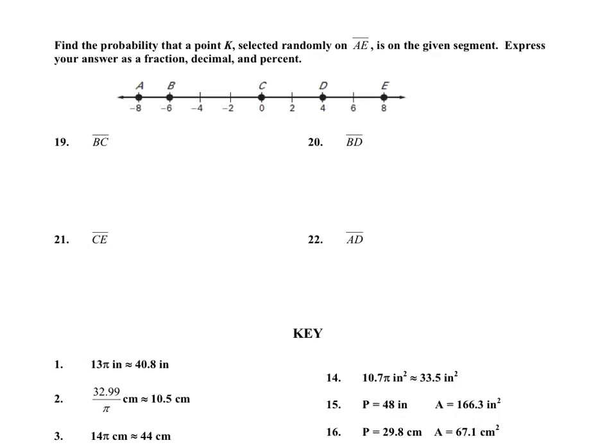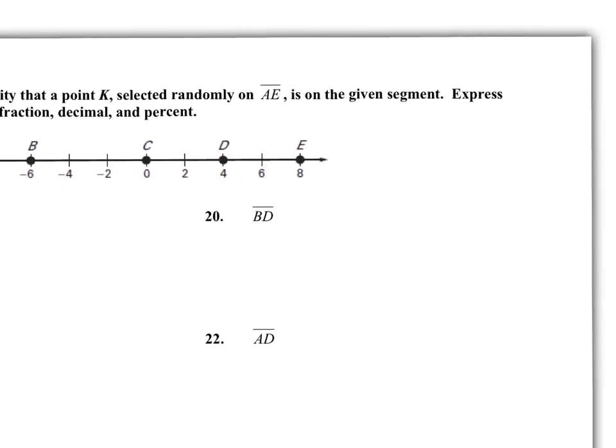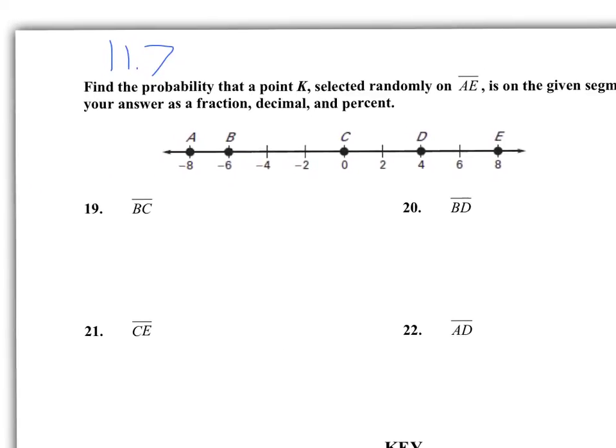All right, the very last lesson that we studied is on this page, lesson 11.7, and it's all about geometric probability. The probability that if you pick a point randomly, what are the chances that that point would be selected out of a total? So we'll start off with a number line example. It says, find the probability that a point K selected randomly on the line AE is on the given segment. Express your answer as a fraction, decimal, and percent.